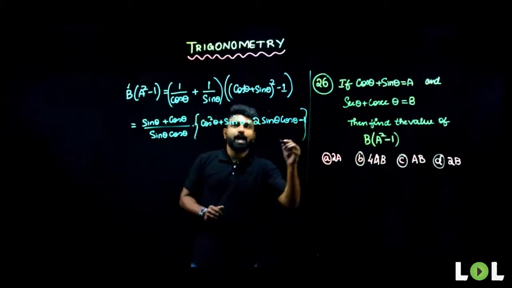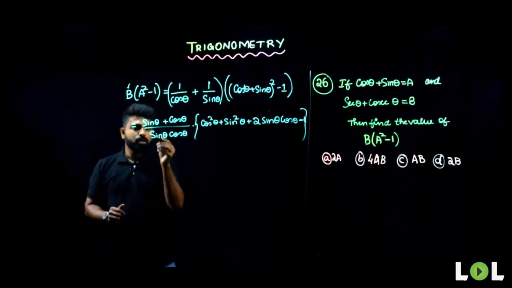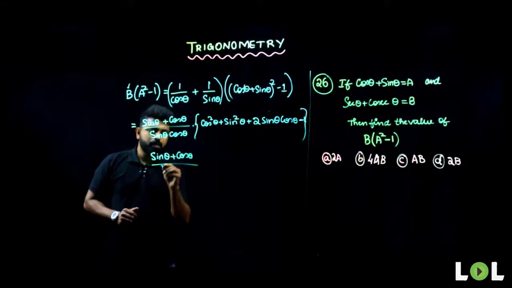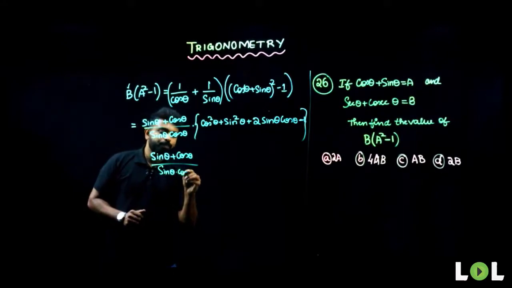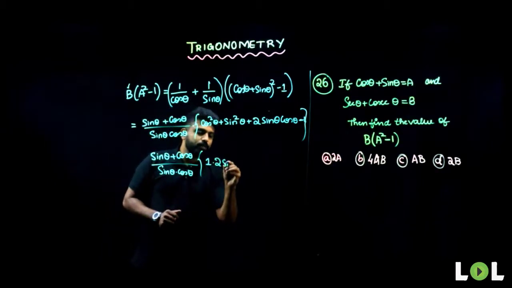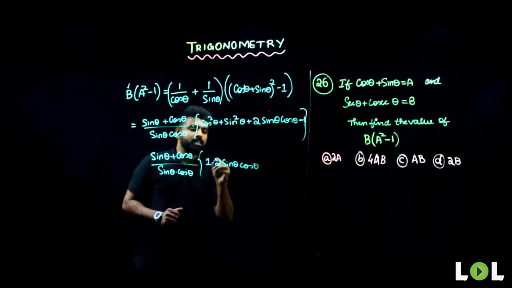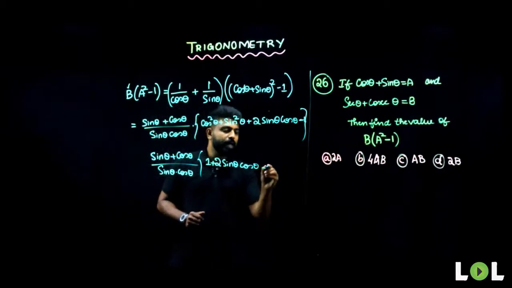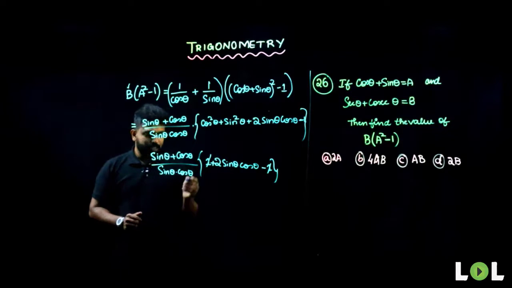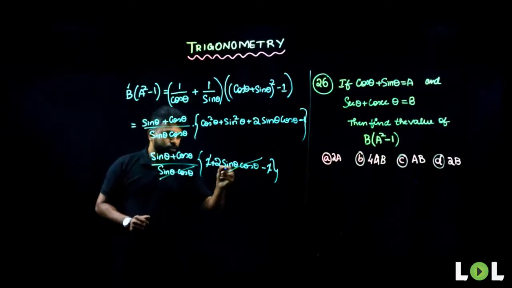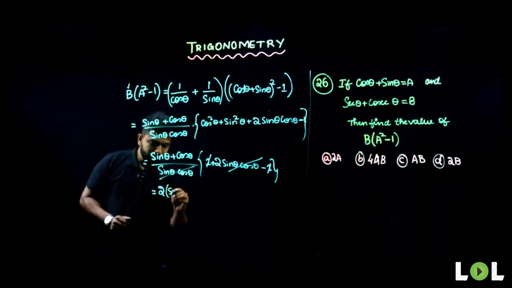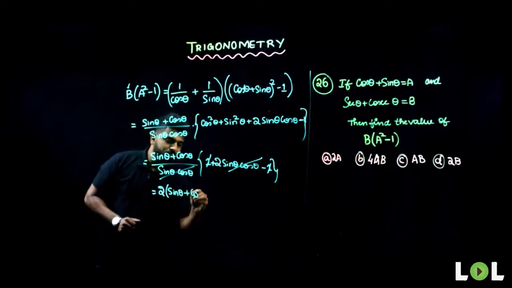So now we know that cos square theta plus sin square theta is equal to 1. So this will stay as it is. Sin theta plus cos theta divided by sin theta into cos theta, the whole into this, which is nothing but 1 plus 2 sin theta cos theta minus 1. Here plus 1 and minus 1 get cancelled. I'll be remaining with 2 sin theta cos theta. The denominator is sin theta cos theta. This will also get cancelled. So what will I be left out with? I'll be left out with 2 into sin theta plus cos theta.